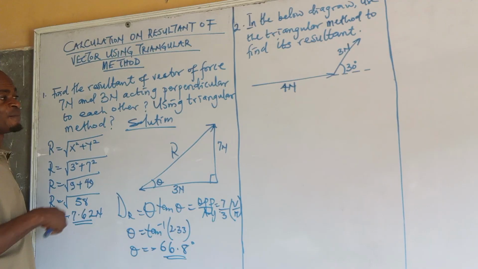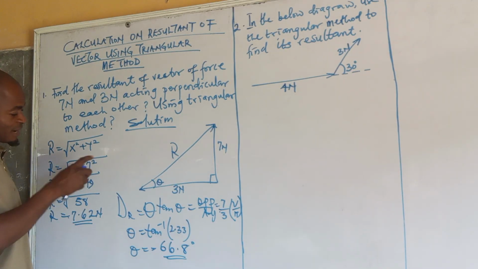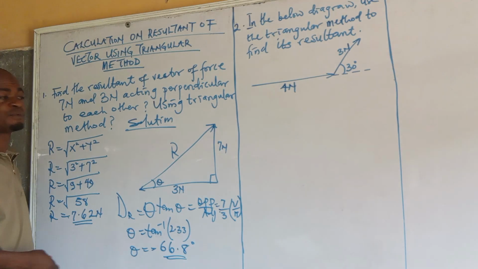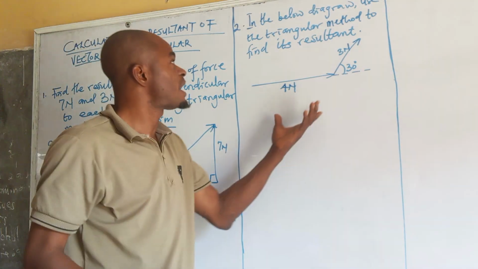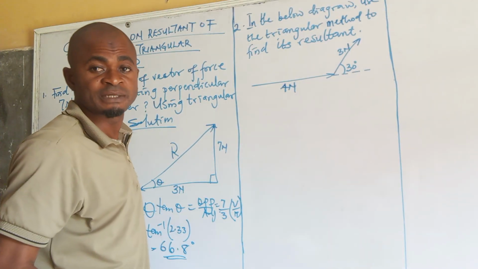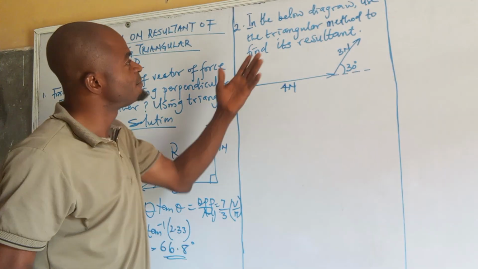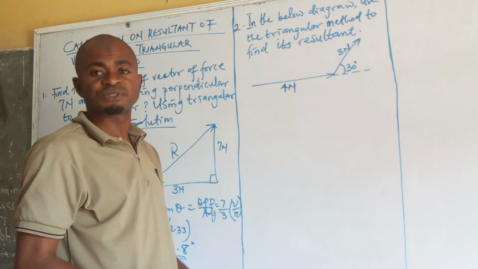But in another way, if the bearing is included, then there is another way that you can calculate something like this, which example is coming there. Now let's quickly go to the second one. What is happening with the second one? Are we going to use the same method for this first one? Now let's check it. In the below diagram, use the triangular method to find its resistance.